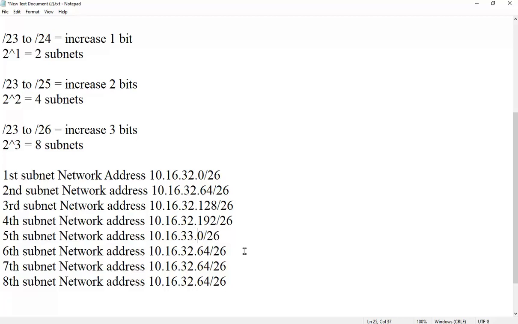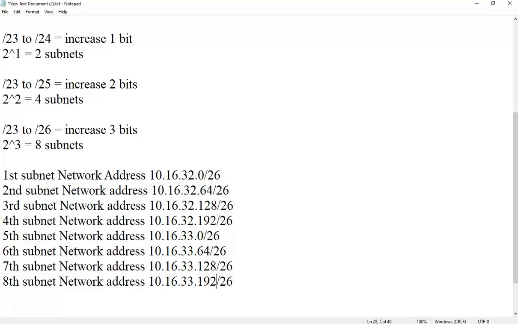So the fifth subnet network address will actually be 33.0. And the sixth subnet, since I already started with 0, the second octet is 64, the third will be 128, and the last octet, which is the eighth subnet network address, will be 192. So basically these will be the new 8 smaller subnets that I can derive from the previous /23. And basically the network address will be the first address of every group.